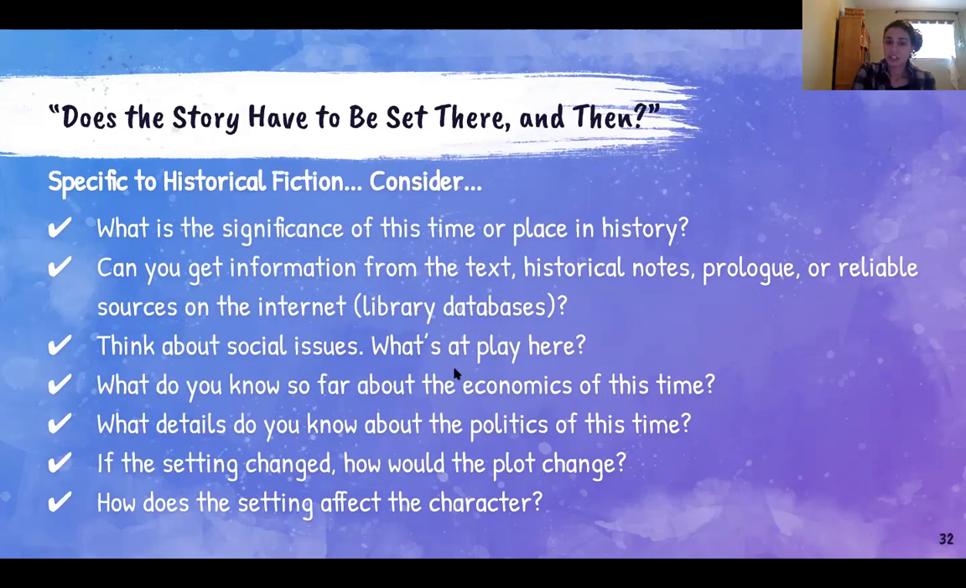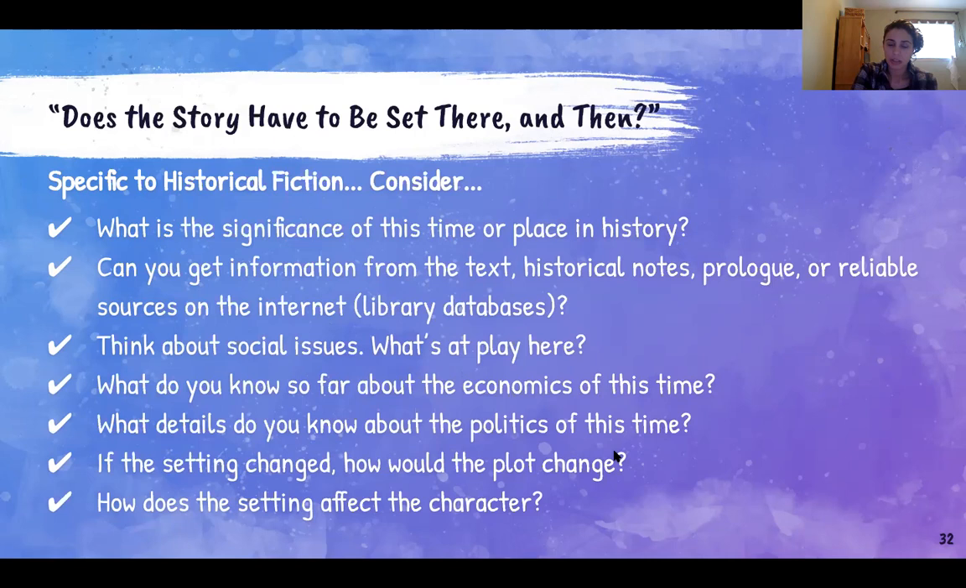Think about social issues at play. We can tell from the description that he was from a well-to-do family, and I think it's very interesting the way his father reacted. It's not the typical response you would expect from that family setting. What do you know so far about the economics of this time? At the beginning of the war, his family was doing very well. Likely by the end, they won't be.